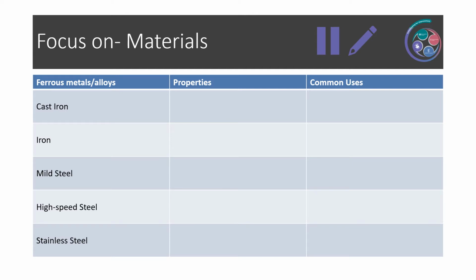The ferrous metals and alloys that you need to know at higher level are cast iron, iron, mild steel, high-speed steel, and stainless steel. I suggest that you pause the video now, copy down the table, and complete the properties and common uses of each material.